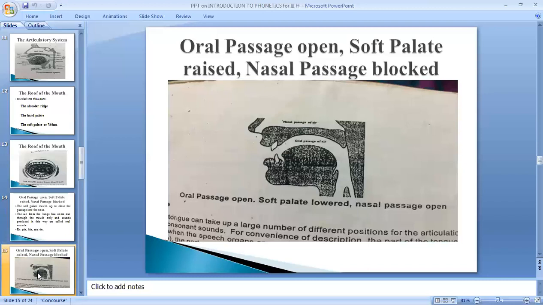See the picture. The oral passage is open, the nasal passage is automatically blocked, and the soft palate is raised, and the sounds will be produced through the oral passage only. The air cannot pass through the nasal passage because the soft palate is raised. Automatically the nasal passage is also blocked. Those are oral sounds.